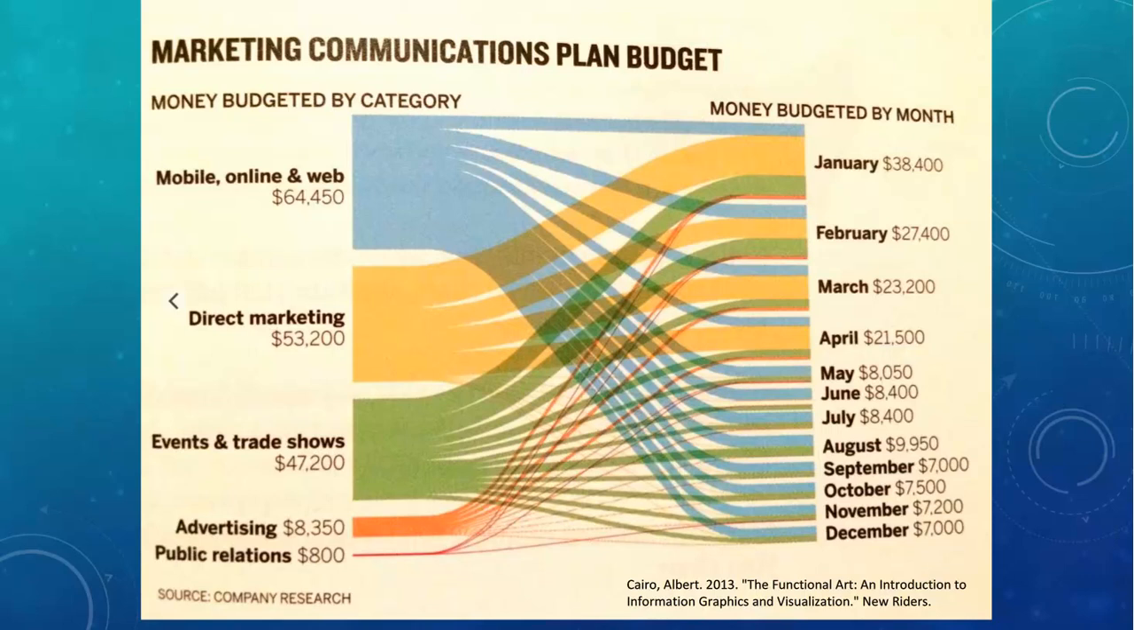So direct marketing is primarily at the beginning here. Trade events and trade shows are pretty well distributed with a higher proportion in January and February. Mobile, online, and web marketing are pretty evenly distributed, as it is for advertising and public relations. But this can show that direct marketing really just occurs at the beginning of the year.